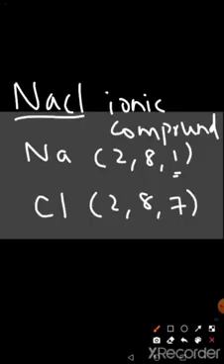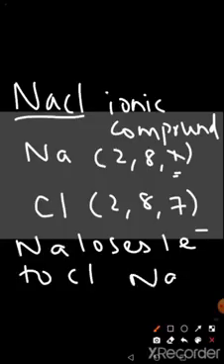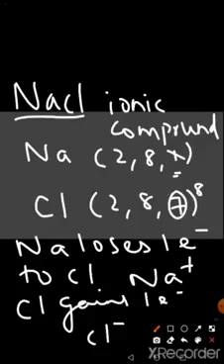Now this sodium loses 1 electron to chlorine. So when it loses 1 electron to chlorine, it will have a complete outermost shell and it will become positively charged. Chlorine gains 1 electron and it will become negatively charged. So both become stable atoms now, because the outermost shell becomes complete, right?